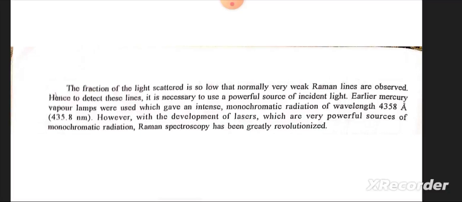Earlier, mercury vapor lamps were used, which gave an intense monochromatic radiation of wavelength 4358 angstrom, or 435.8 nanometer. However, with the development of lasers, which are very powerful sources of monochromatic radiation, Raman spectroscopy has been greatly revolutionized.